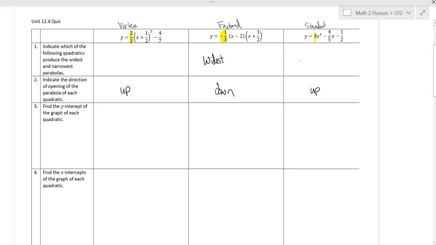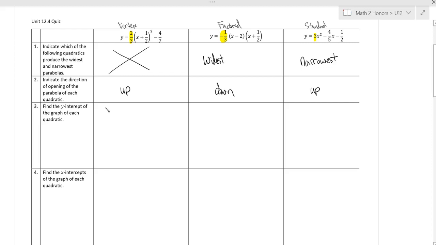The narrowest will be the third one, because 3 is the largest of the three options here. Actually, we don't even have to indicate. It just says indicate which ones are the widest and narrowest. We did that. All right, number 3, we want to find the y-intercept of each.